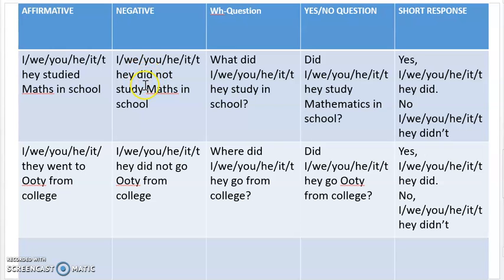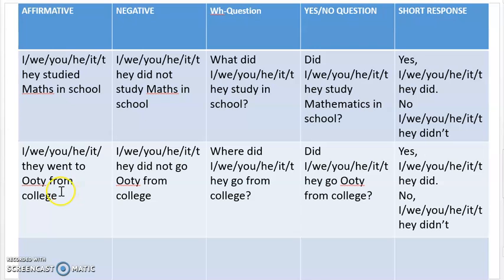The did is here. So don't ever say, I did not studied maths. That's wrong because already we have did here. So they did not study maths in school, because we took that did from here and put it here. And a WH question is very easy again. What did they study in school? Because we just had a what here and added this one. And yes or no question: did they study maths in school? And the responses can be yes, they did, no, they didn't, depending upon the situation.